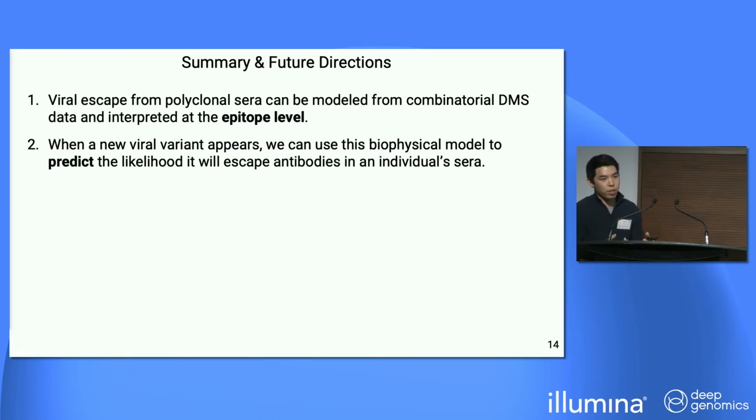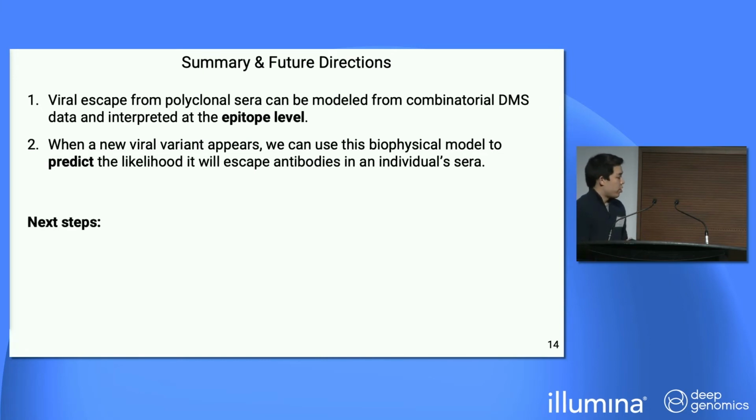You can imagine if some individual has antibodies that target 4 different epitopes, and we see a new viral variant appear that has a mutation in one of the epitopes, that person is probably going to be fine, and that's what our model would predict. But you can imagine if some viral variant appears that has mutations at all of the epitopes that this person targets, then that person might be in trouble.